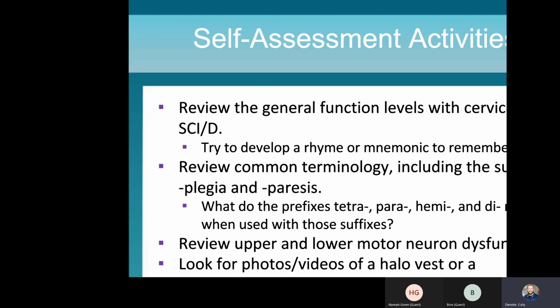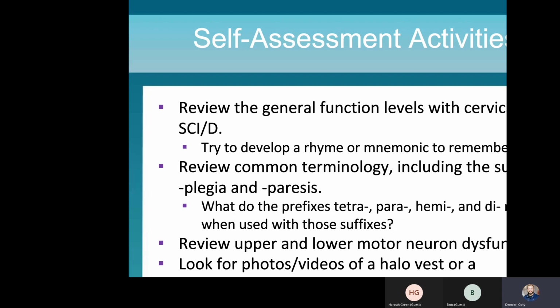We'll figure it out. So we're going to review. I want you to review especially the cervical levels. The top levels are the ones that are the most debilitating. When you start getting down to the thoracic levels, you've got some upper body control. You've got trunk control and upper body movement and things like that.